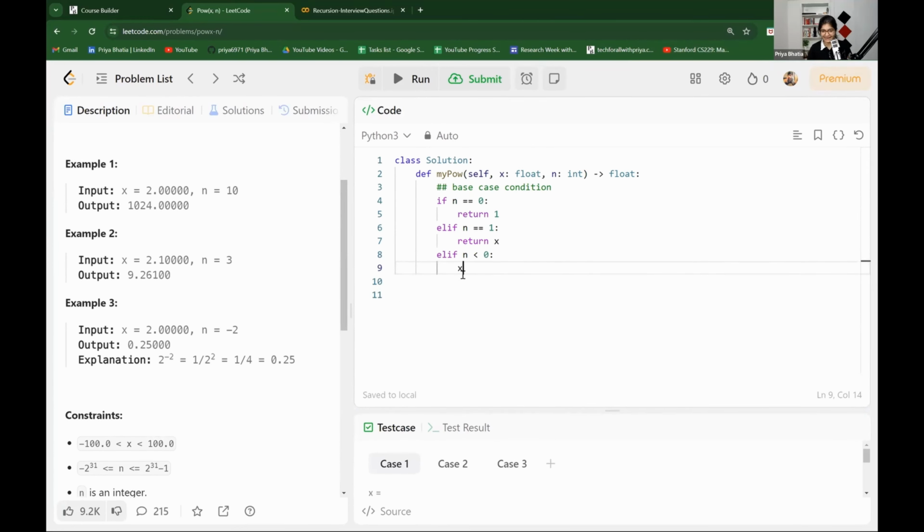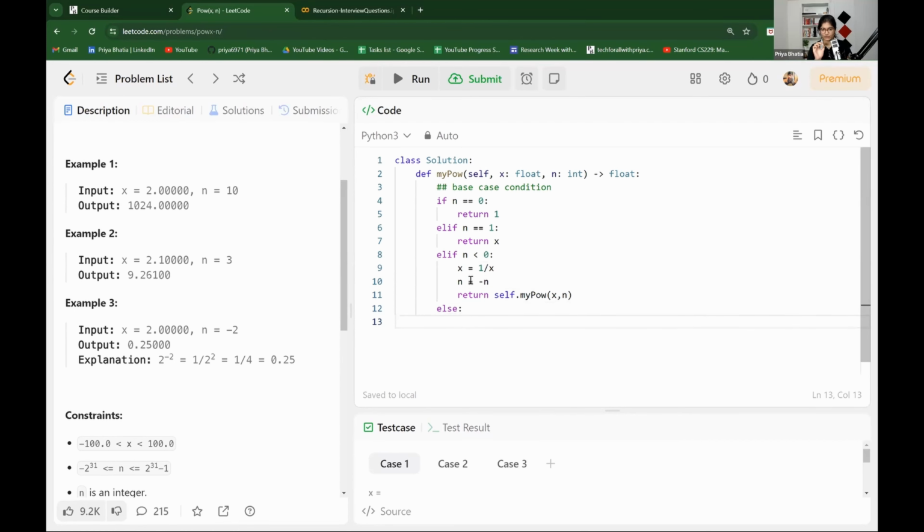We're supposed to say that now x will become 1 by x, because if the value is negative of 2, we will take it as 1 by 2, 1 by 2 to the power 2. N will become positive now, so n is equal to negative of n. Negative, negative will become positive. Then you can simply call it again, return self dot my power function, and inside this, you will pass down the updated value of x and n.